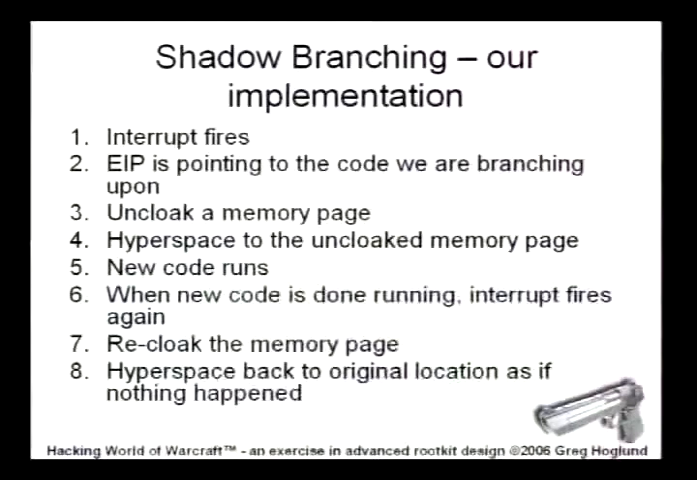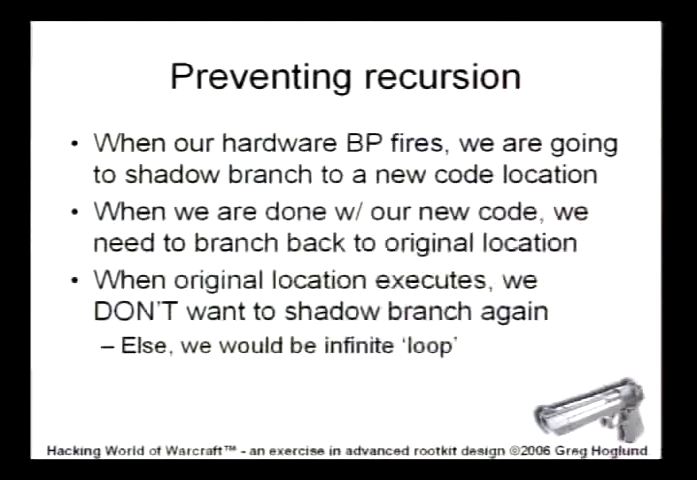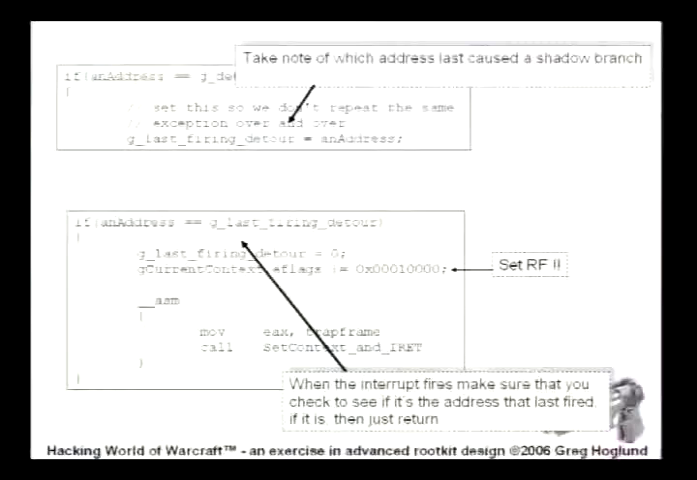So, total round trip. Interrupt fires. EIP points to the code we are branching. We uncloak the memory page. We change the EIP, causing the hyperspace. The new code runs. When the new code run is done, it fires another interrupt, and we return back with the original context. And there's the actual implementation of the shadow branching. You can see I'm copying the context in and out and uncloaking the page. Here's the code required to set the RF bit so that we don't loop infinitely.